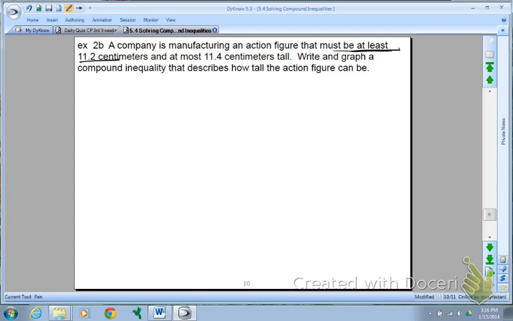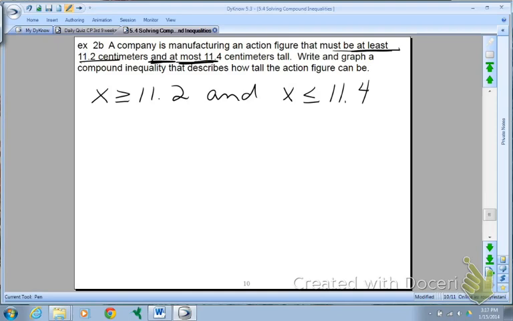No, greater than or equal to. So x is greater than or equal to 11.2. And, so we're going to use "and," at most. That means the highest it can be, so can it be less than that? Yes, so x is less than or equal to 11.4.